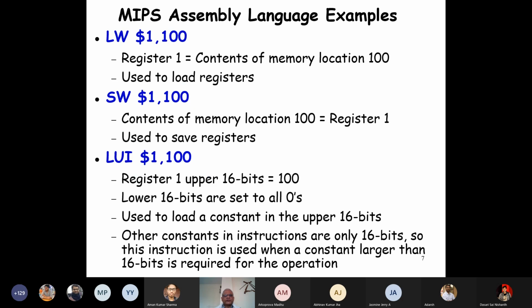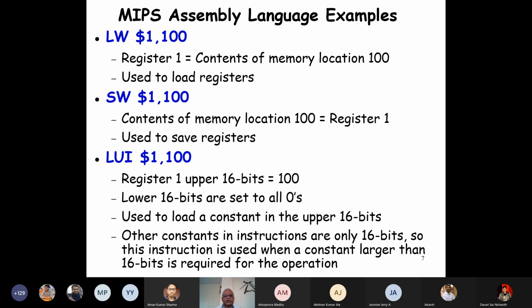Load word, 100 is the memory location. This is absolute addressing. Memory location 100, whatever is there, put it in register 1. Load word: whatever is there in memory location 100, put in register 1. So this is absolute addressing. Store word: whatever is there in register 1, put in location 100.